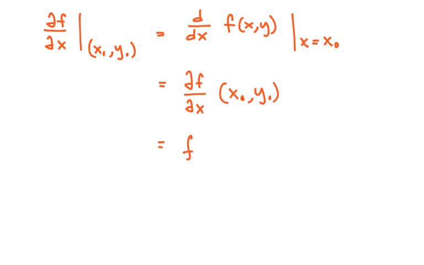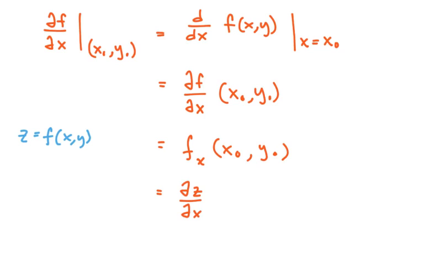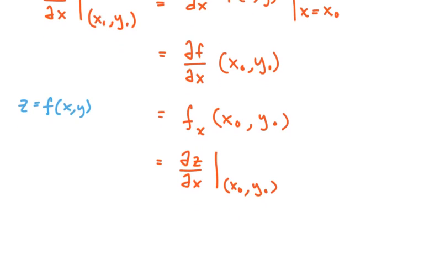We could say this function differentiated with respect to x, x naught, y naught. Or recall, you guys, that sometimes we say z is a function of x and y. So we could say partial of z with respect to x. So these are just all different notations. They all mean the same thing. They are all referring to finding the derivative at a point. So we have values for x naught and y naught.